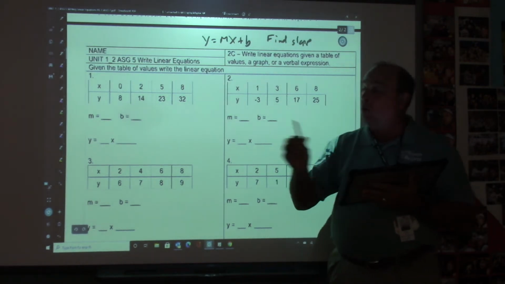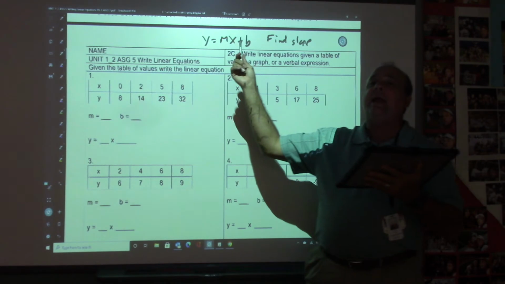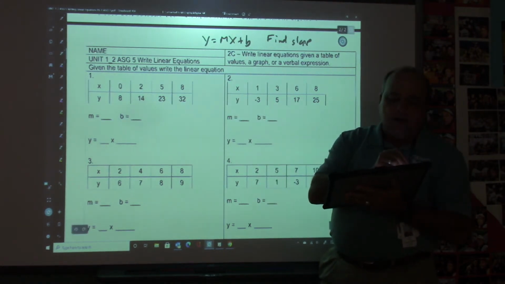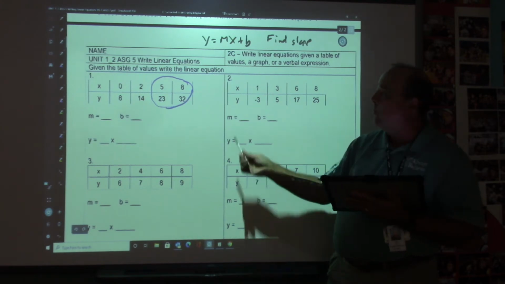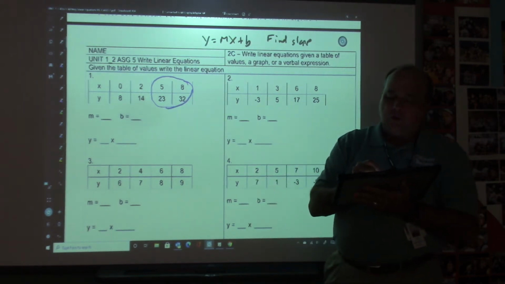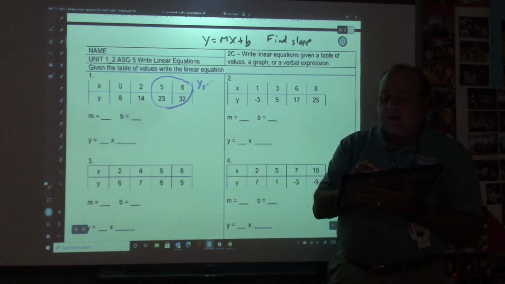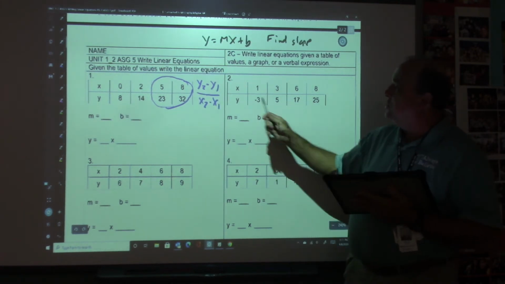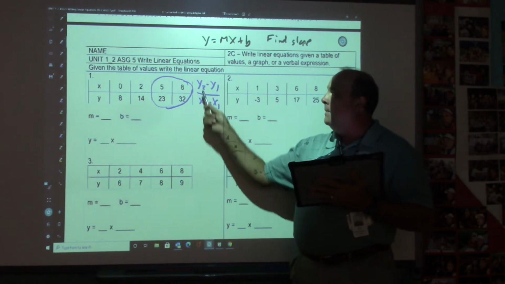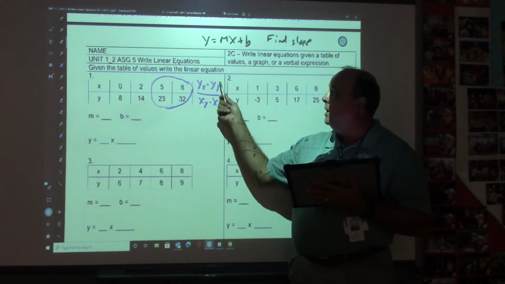Okay, so let's go to this problem right here. I can pick any 2 points for the slope, and I'm just going to be tough. I'm going to pick the one with the biggest numbers. I'm going to pick these two for my slope. Remember, slope is y2 minus y1 over x2 minus x1. You're just going to pick 2 points and plug them in. Make sure these two numbers are from the same point and these two.